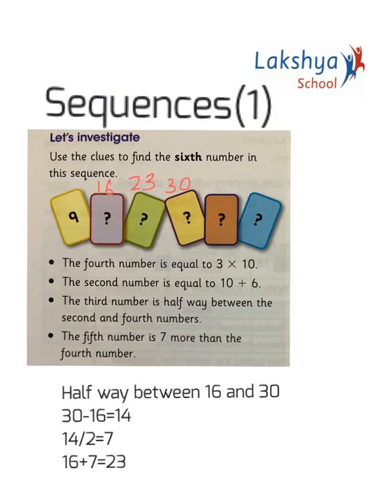Fourth clue. The fifth number is 7 more than the fourth number. We know that the fourth number is 30. So 7 more than 30 gives us 37. Now we need to find the last number in the sequence. When you observe the sequence, you see that each number moves in steps of plus 7. So 9 plus 7 gives us 16, 16 plus 7 gives us 23, 23 plus 7 gives us 30, 30 plus 7 gives us 37. So what is 37 plus 7? It is 44. So the sixth number in the sequence is 44.